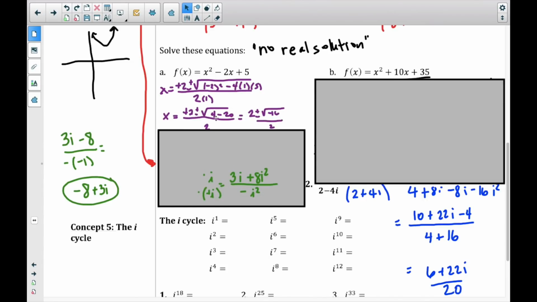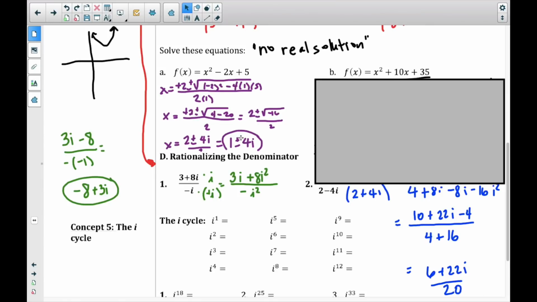In the discriminant, I have 4 minus 20, that's a negative 16. Well, 16 is a perfect square, so that's going to come out pretty easily. So I have 2 plus and minus 4i all over 2. And once again, that's supposed to be a 2. All three are divisible by 2, so I can divide that 2 into each of those. And so I simplify that down, and I get 1 plus and minus 2i.